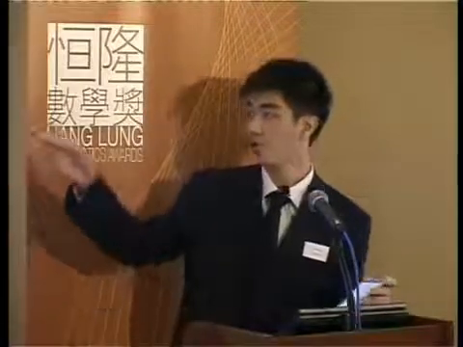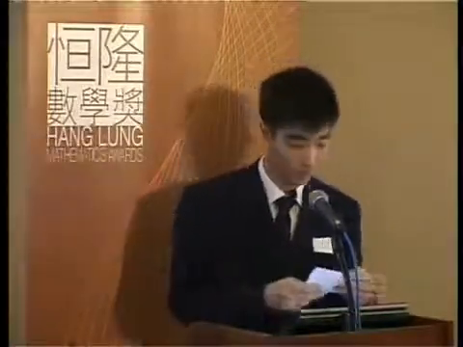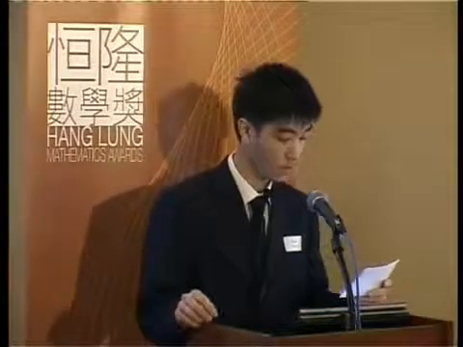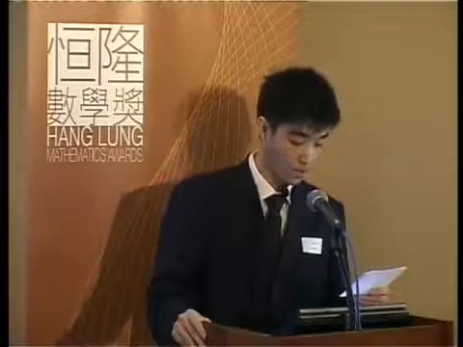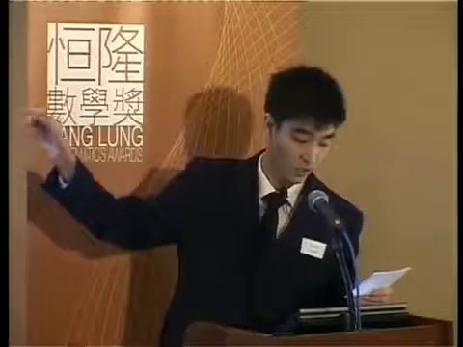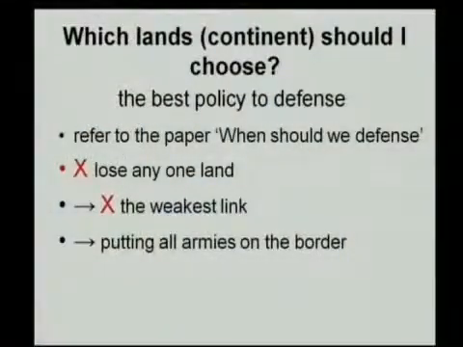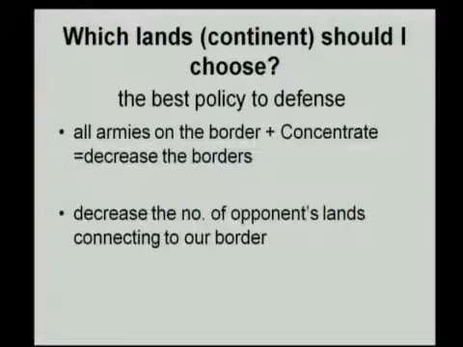This page you can refer to when we should defend. When we want to defend, we don't want to lose any land, so all the borders are of the same importance. We should avoid the weakest link. So the bottom-up approach is the best policy to defend, and all the armies on the plot are more or less the same. You can refer to my paper because I don't have time to explain in detail.